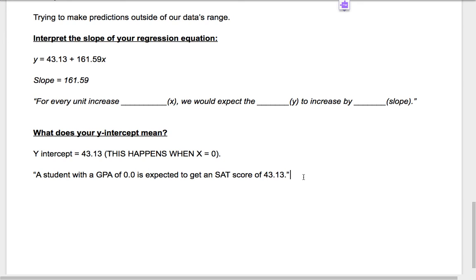Does this make sense? In this case, probably not. Not many students have a GPA of 0, and I don't even know if it's possible to get a 43 on the SAT. I think there's a minimum score. And it would certainly not be possible, let's say, if our y-intercept was negative. You can't get a negative score. So in most cases, the y-intercept may not make sense. In a lot of cases it does, but you have to think for yourself, does this practically make sense? Could a student really get a GPA of 0? Yeah, maybe. Could an SAT score of 43? Maybe, but it's probably not likely here.